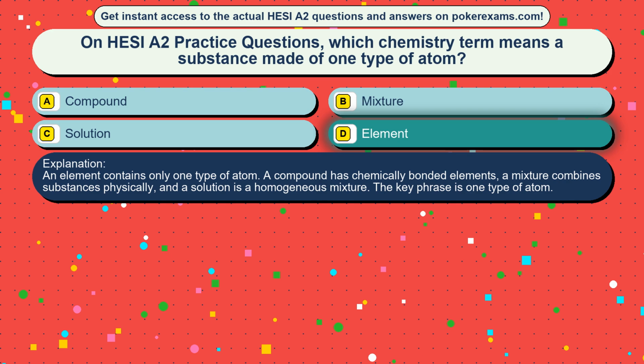A compound has chemically bonded elements, a mixture combines substances physically, and a solution is a homogeneous mixture. The key phrase is one type of atom.